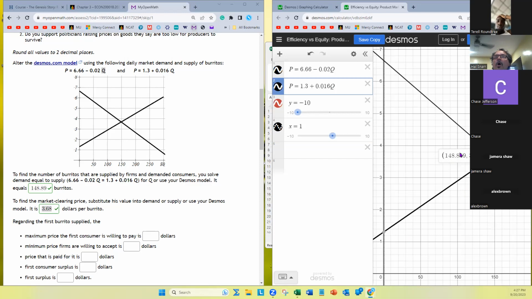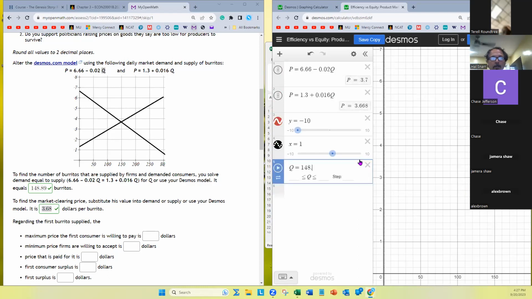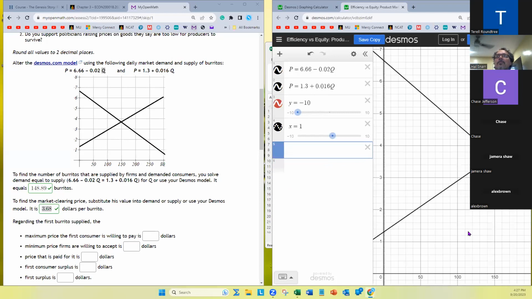Okay, cool. Or you can change this. You can do this down here. Q equal to 148.889, right? Why did I do that? Because that's my equilibrium quantity to 3 decimal places. And both of these lines disappear and they produce a price, 368, right? So that's another way to do it. So there's a lot of different ways to get this number, right?